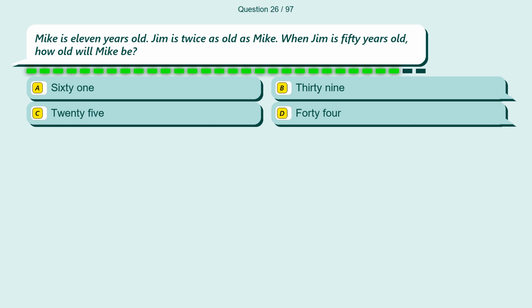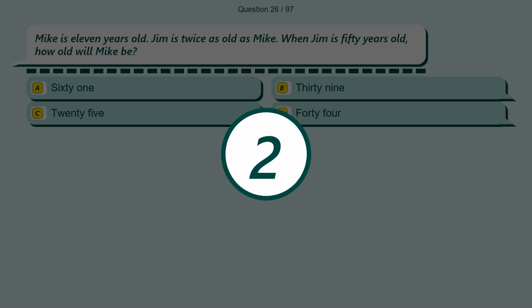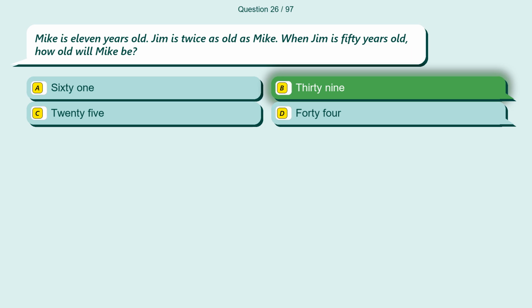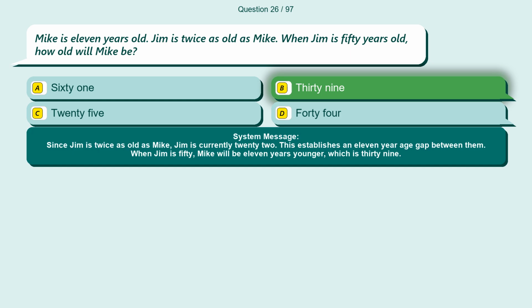Question 26. Mike is 11 years old. Jim is twice as old as Mike. When Jim is 50 years old, how old will Mike be? Option A, 61. Option B, 39. Option C, 25. Option D, 44. The correct answer is option B, 39. Since Jim is twice as old as Mike, Jim is currently 22. This establishes an 11-year age gap between them. When Jim is 50, Mike will be 11 years younger, which is 39.